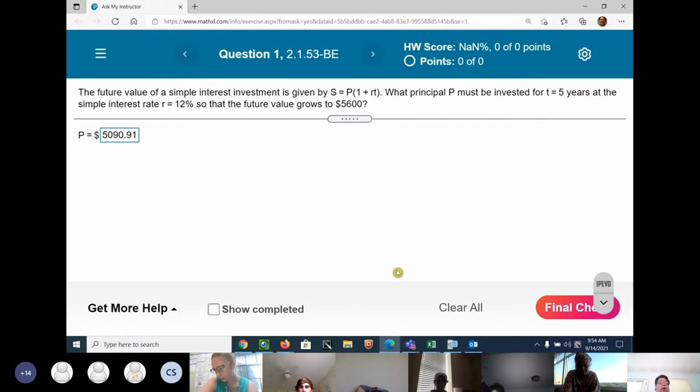The future value of simple interest formula is given by S equals principal times 1 plus RT, where principal is the P that must be invested, T is equal to 5 years, at the simple interest rate of 12% or 0.12.